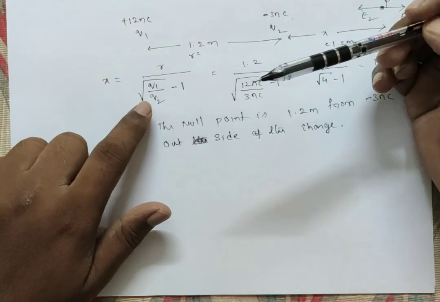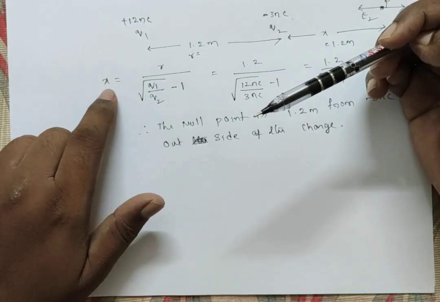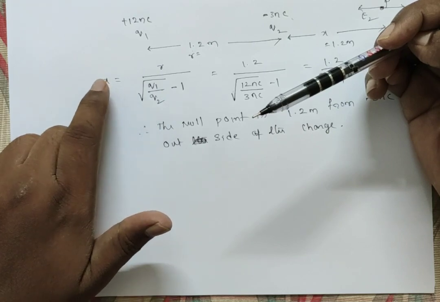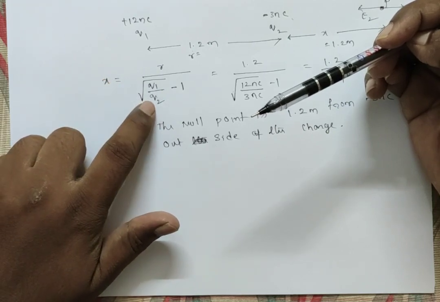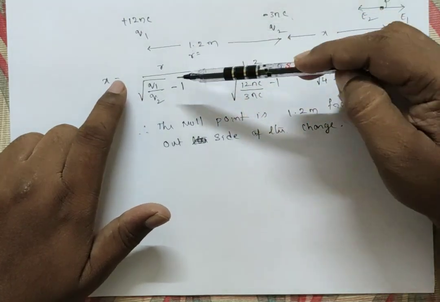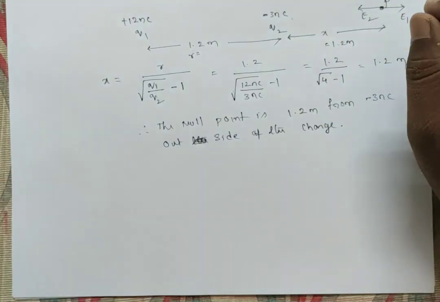Always you have to understand from which charge you are measuring the distance. Suppose if you have taken the distance from q1, the denominator should be q1. If you are measuring distance from q2, the denominator should be q2. And plus or minus 1: plus is when both are like charges, minus is when they are unlike charges. That is the point you have to keep in mind.